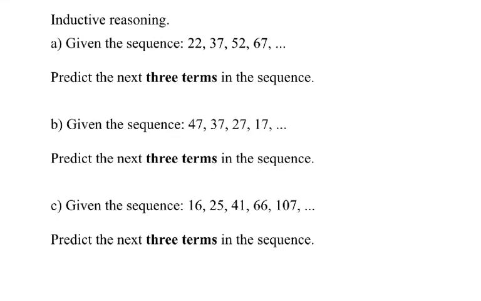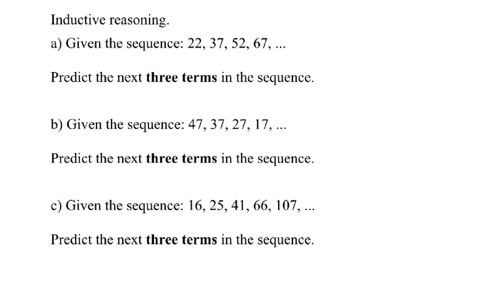In this example, we're going to be using inductive reasoning. Given three sequences, which are very specific, we are going to predict the next three terms in the sequence. We use this prediction in a general way to establish what those next three terms in the sequence are, and so that's why this is inductive reasoning. So let's look at letter A.